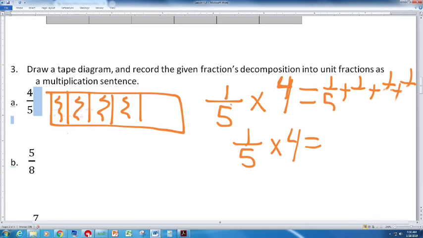Okay, 1 over 5, 1 over 5, 1 over 5, 1/5. Add those up, you have 4 out of 5. Okay, so 4 over 5.